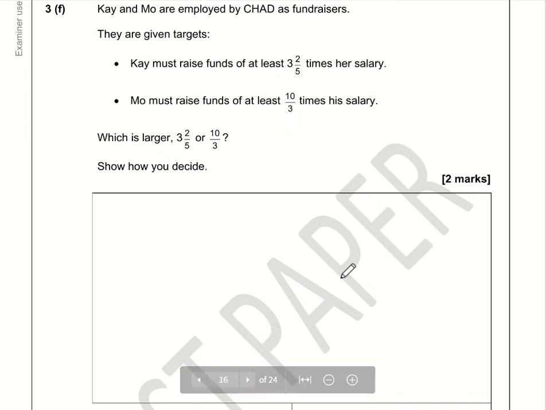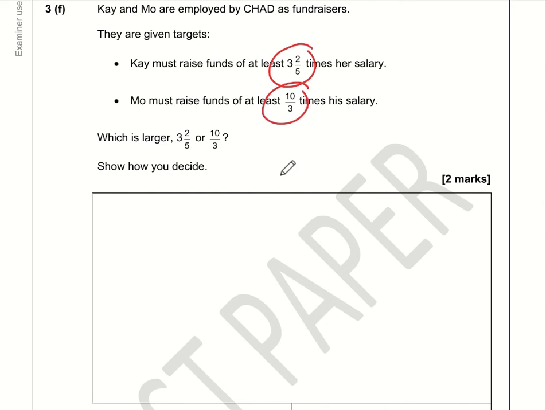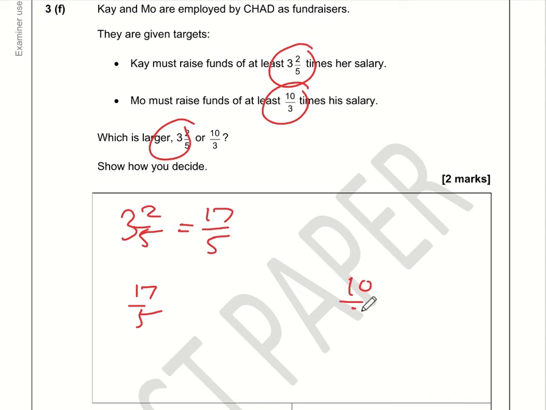Okay, so Kay must raise funds at least 3 2/5 times her salary, and Mo must raise funds of at least 10/3. The question is just, what is larger, 3 2/5 or 10/3? Well, first of all, let's turn 3 2/5 into a top-heavy fraction. That's going to be 3 lots of 5 plus 2. 3 fives are 15, 16, 17. So what is bigger, 17 over 5 or 10 over 3?